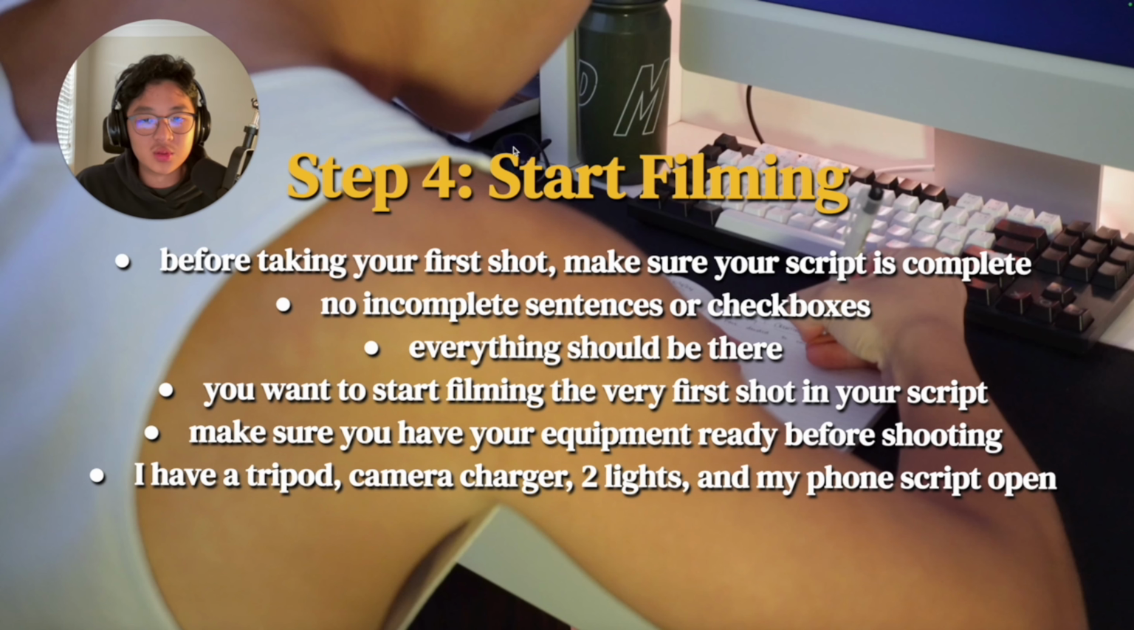Step 4 is to start filming. Once you have everything prepared, you need to start filming. But before you take your first shot, make sure your script is complete. You can't have any incomplete sentences or checkboxes. Everything should be there. You should take 2 minutes, 5 minutes to just go over your entire script and screenplay to double check that everything is good. Because you don't want to write your scripts when it's filming day, if that makes sense.